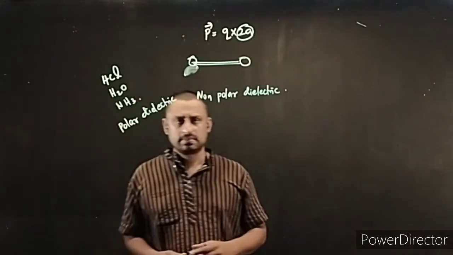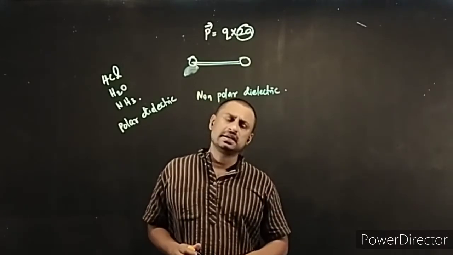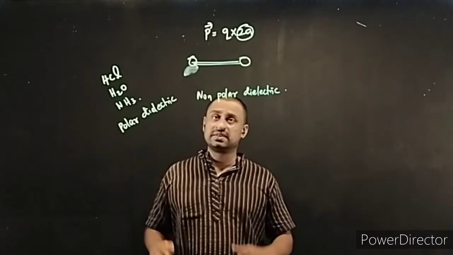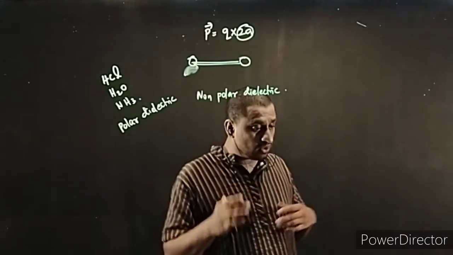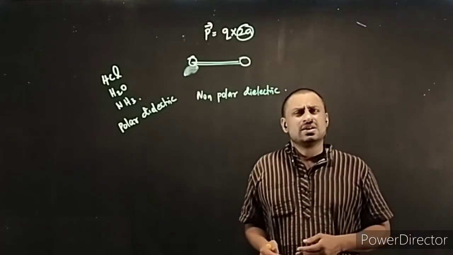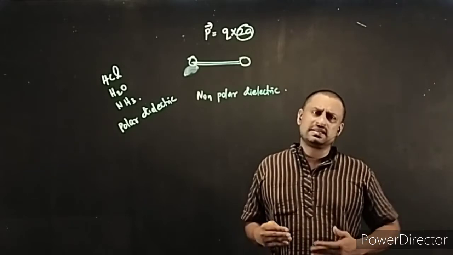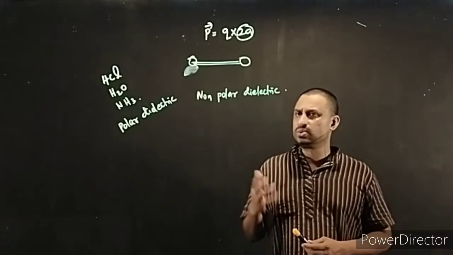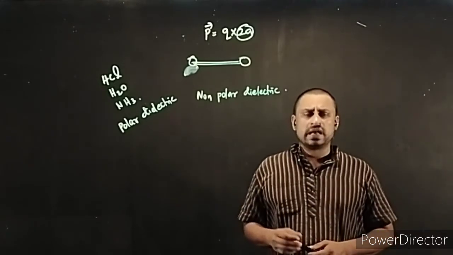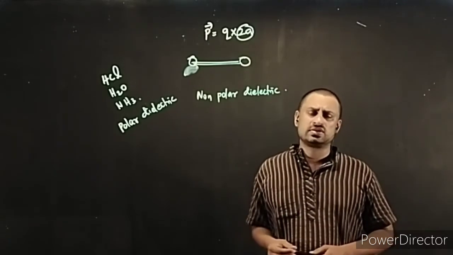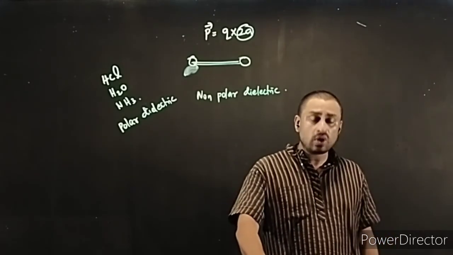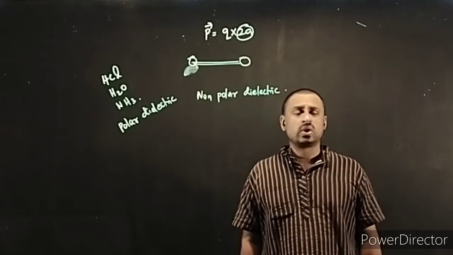Polar dielectric means a dielectric which has got a net dipole moment along with it. These are the different types of dielectric. So anything which is not a metal is a dielectric, or anything which is not a conductor is a dielectric. Or in a broader sense, you can say dielectric is the word used for insulators. There are two types of dielectrics, polar dielectrics and non-polar dielectrics. The dielectric whose net dipole moment is 0 is known as non-polar dielectric, and the dielectric whose net dipole moment is not 0 is known as polar dielectric.